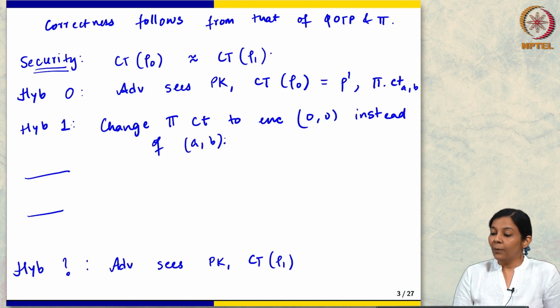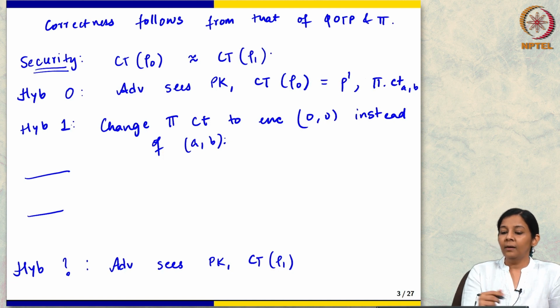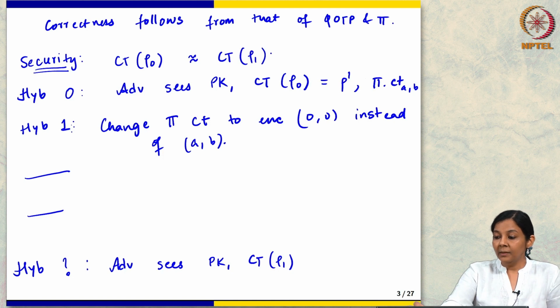And why should this be okay? Just from the security of the public key encryption scheme. Okay. Why can't I do it the other way around? So, what he suggested is that in my first step, instead of changing rho prime to encrypt rho 1 instead of rho 0, I am first changing the ciphertext to encrypt 0 0 instead of AB. This is his suggestion. Why cannot I do it in the reverse direction?